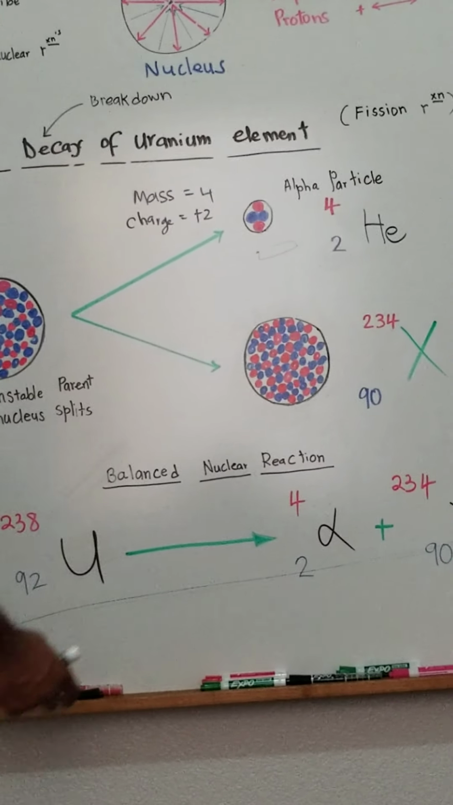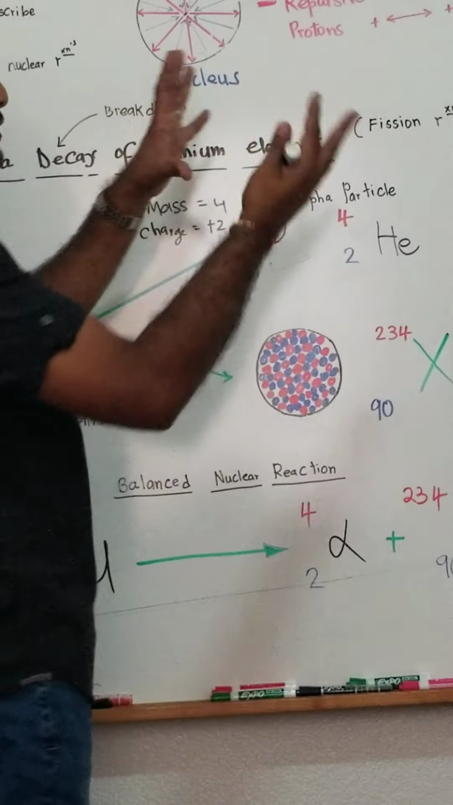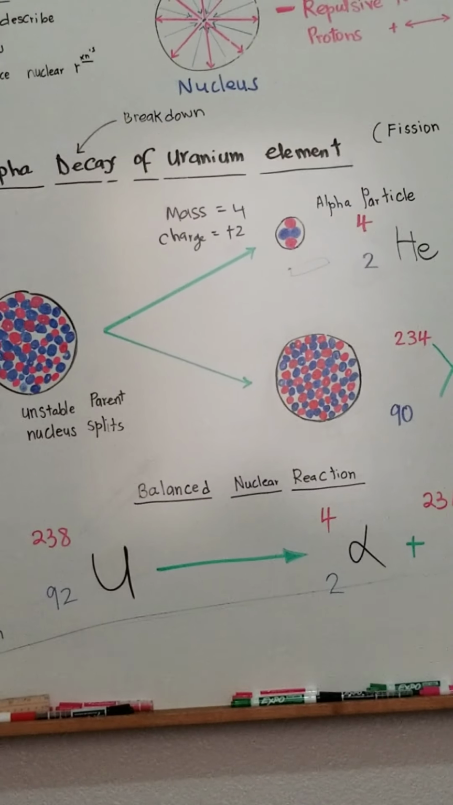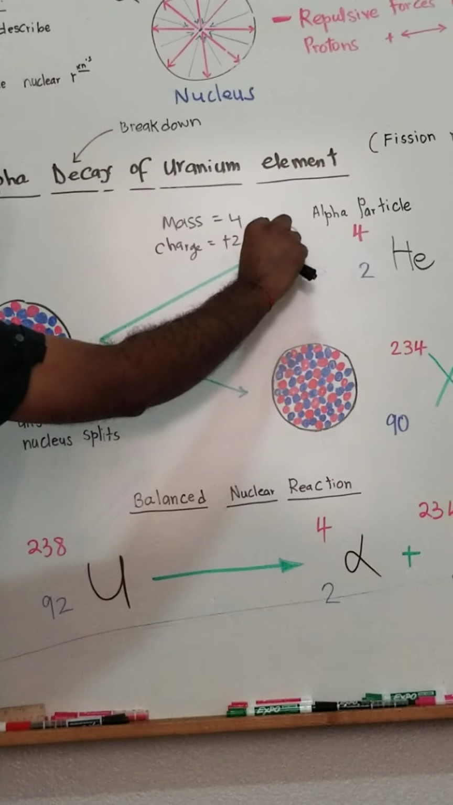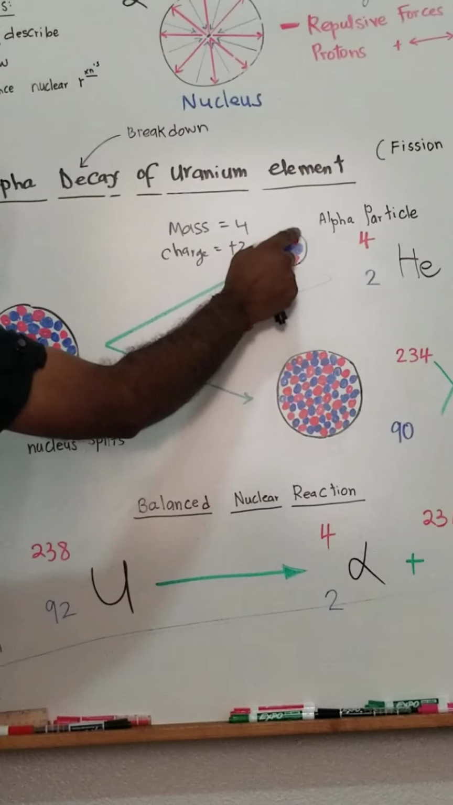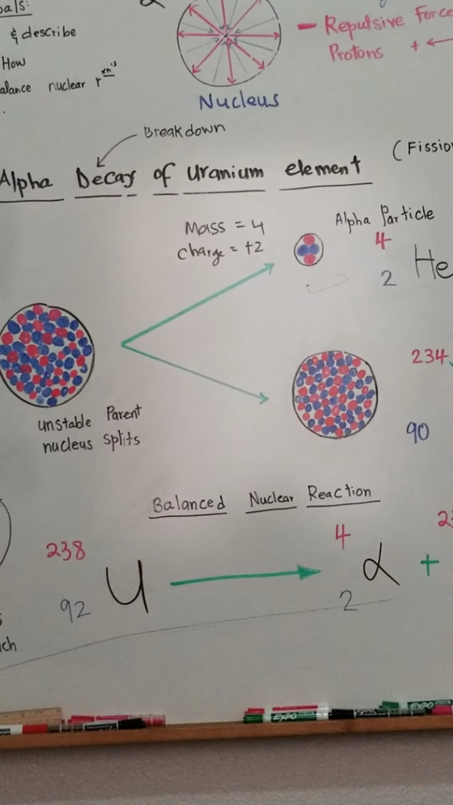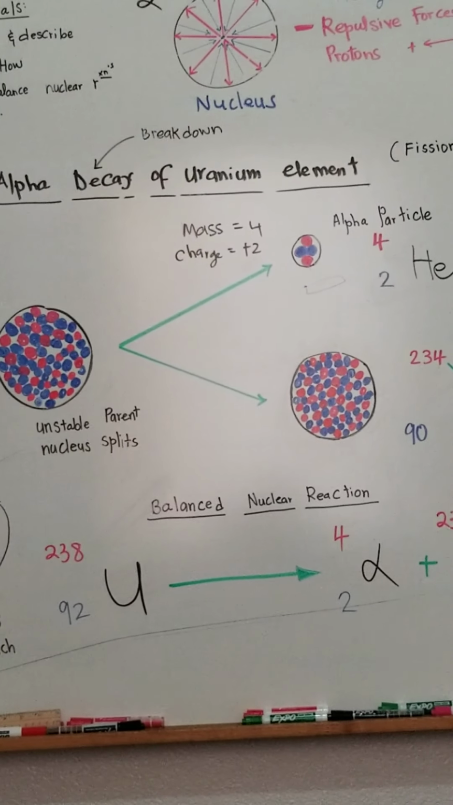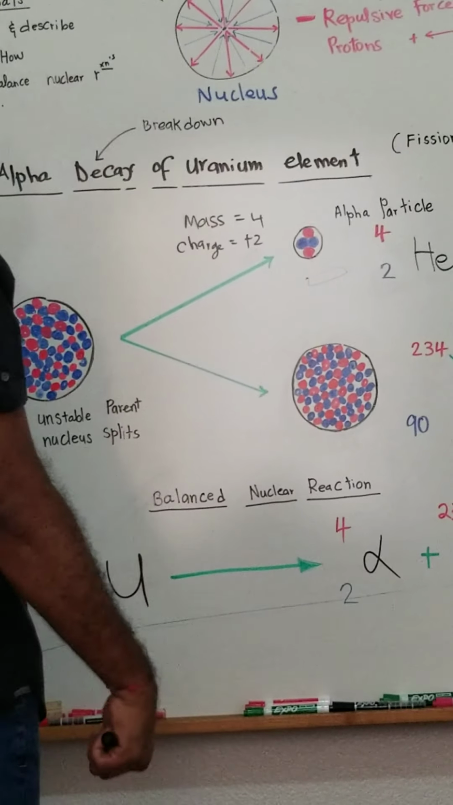In alpha decay, the particles being ejected out of the nucleus of the uranium atom are two protons and two neutrons. So the mass of this alpha particle is 4. There are 4 particles inside the nucleus, and the charge is +2 because there are 2 protons. So specifically looking at the alpha particle, we will try to define how an alpha particle looks and describe it.